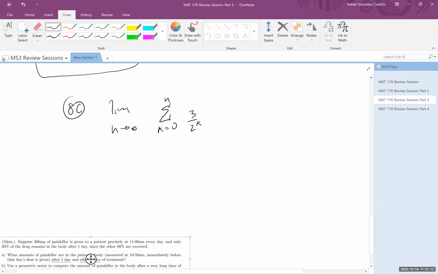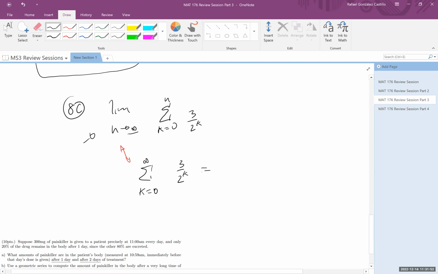This limit computation is equivalent to simply doing the series k equals 0 to infinity, just substituting infinity for n here, of 3 over 2 to the k. So that's the first thing that you should realize, that these are actually equivalent. This is going to be an example of a geometric series test, not a p-series. So let's look at what's going to happen now.